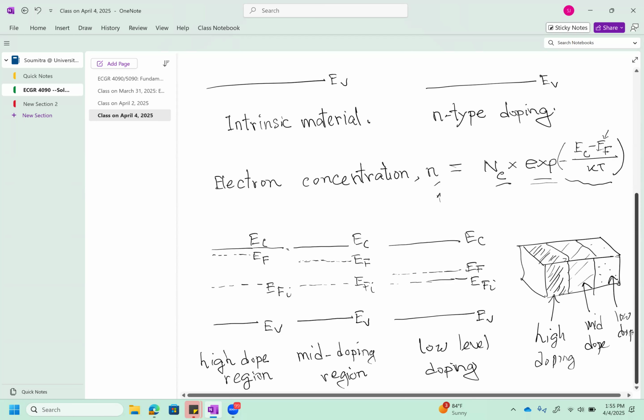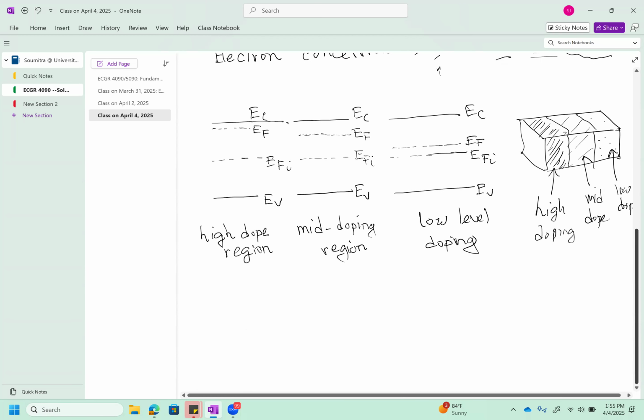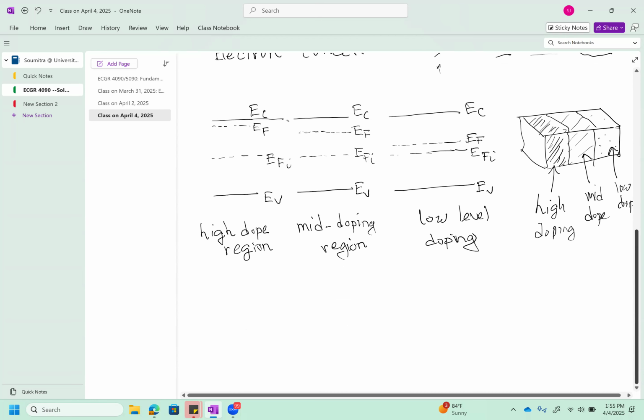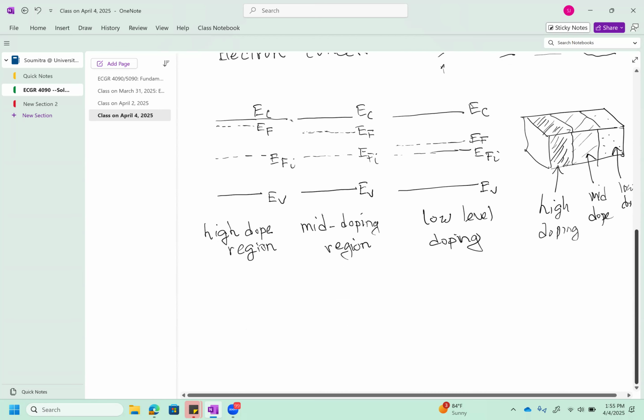And consider that these dopings are done not in an abrupt manner, but in a graded manner. Like we make a very heavy doping, but then we gradually decrease the amount of doping as we go to the other side of the material. So if that is what we do, how would the band diagram look? This is what we'll see today.